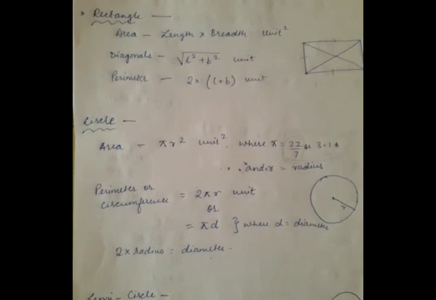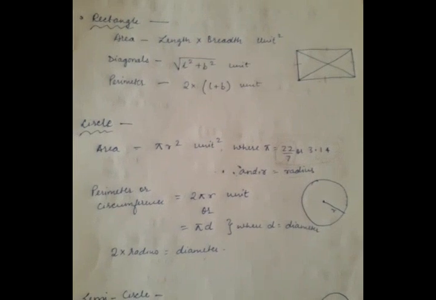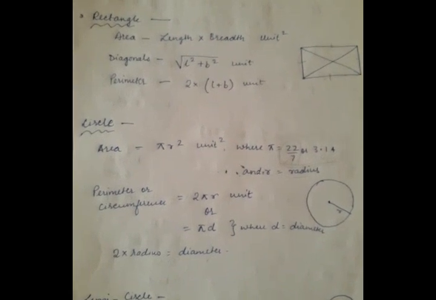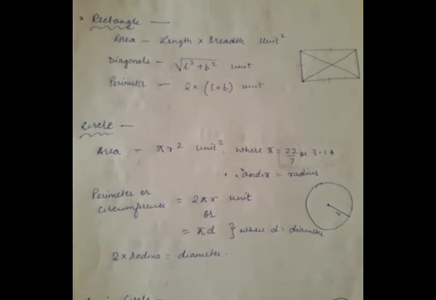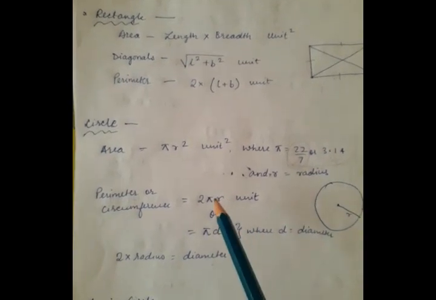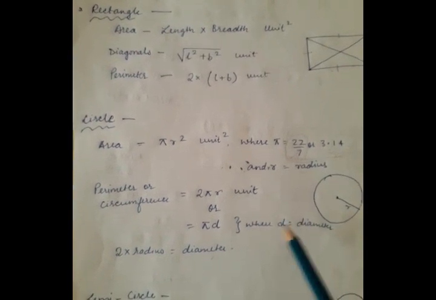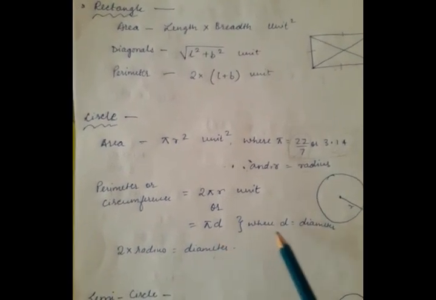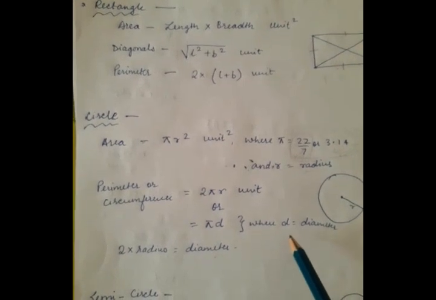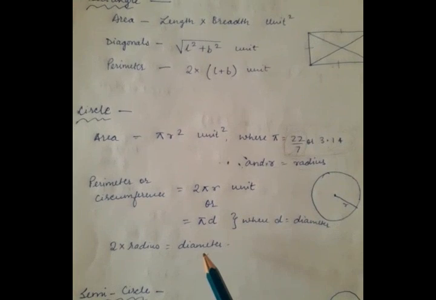Okay, so this is how we find the area. The perimeter or circumference. Always remember, when we write perimeter, we write it especially for rectilinear figures, and for curvilinear figures we term it circumference. So what is the formula of circumference or perimeter? That is 2 pi r unit. Or we could say it's pi d, where d is the diameter, and we know the simple formula that twice the radius equals the diameter. Is it clear?